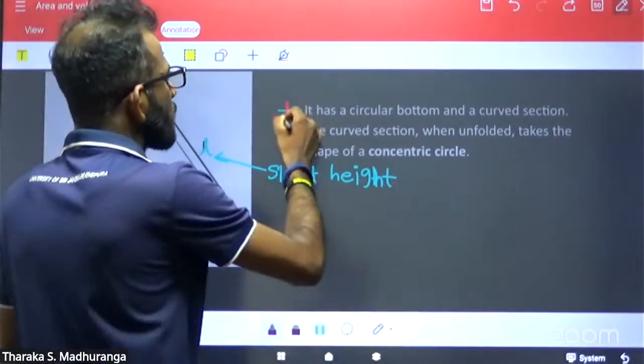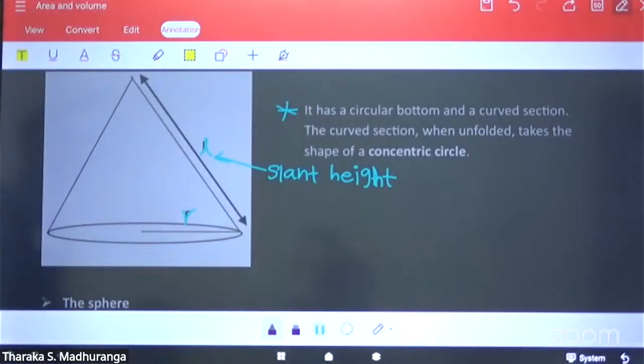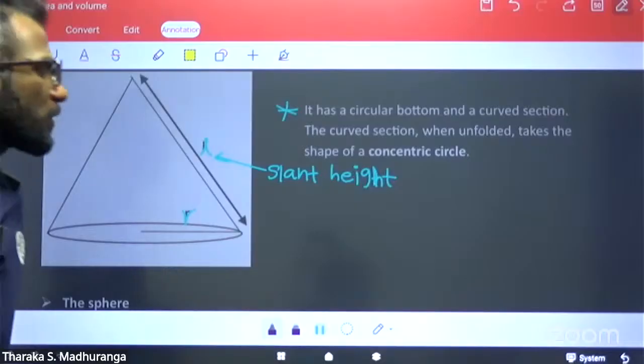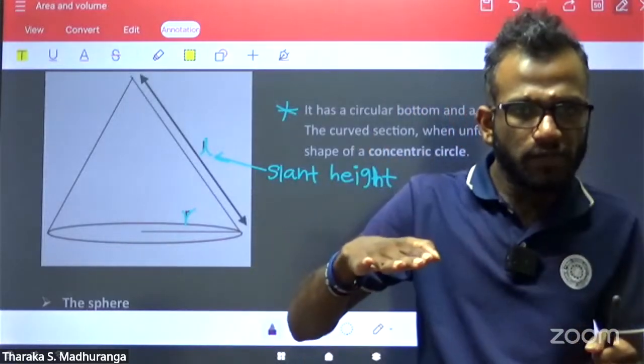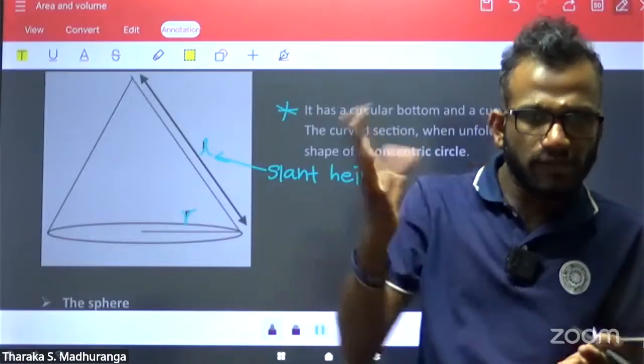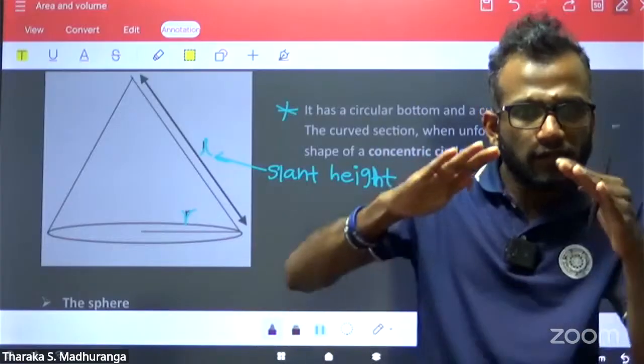Okay, note down with this star mark. It has a circular bottom and a curved section. The curved section, when unfolded, takes the shape of a concentric circle. Okay. Now, how many surfaces? It has two surfaces: the base bottom surface and the curved surface. That means circular surface and curved surface, right?